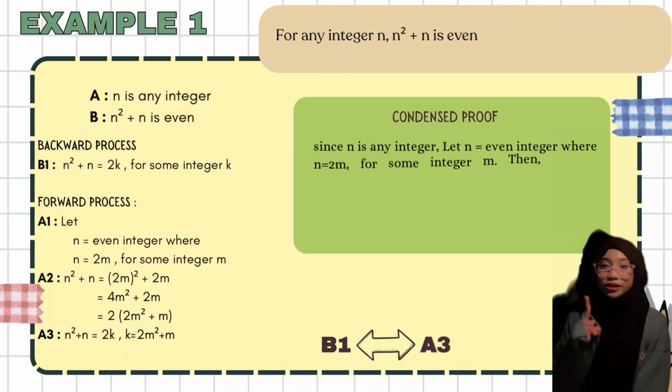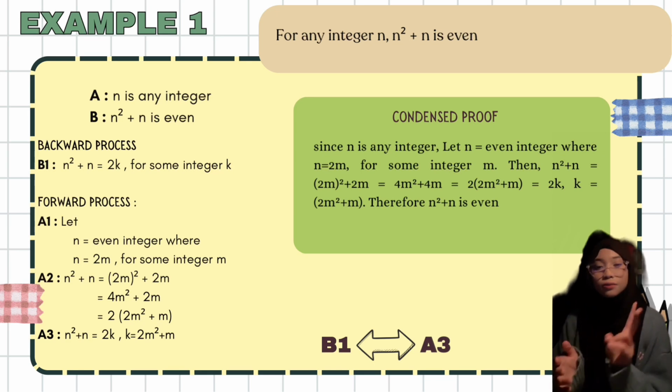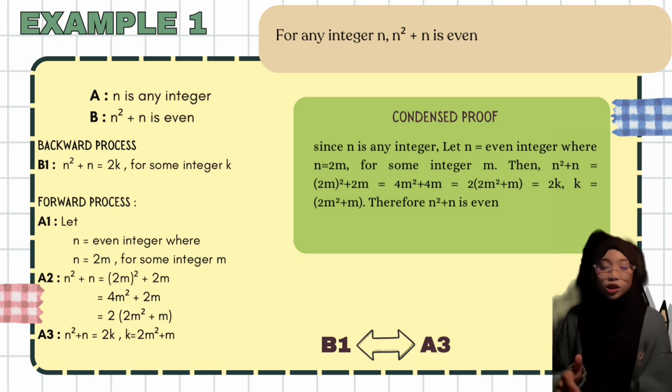This is example 1. Step 1, identify the statement. n is any integer will be statement A, which is our hypothesis, while n squared plus n is even will be statement B, which is our conclusion. And then, step 2 will be the backward process. Statement B1, n squared plus n equals 2k for some integer k. Next, step 3. Use the forward process until the backward and forward are equivalent.